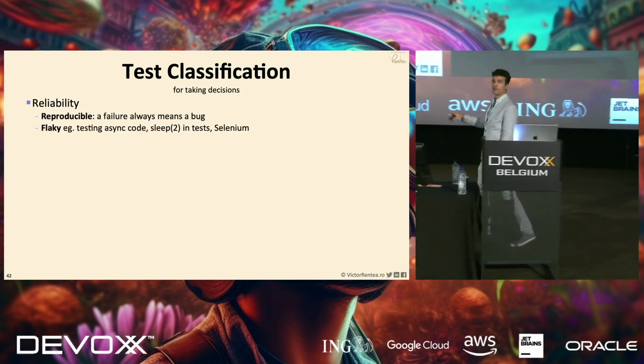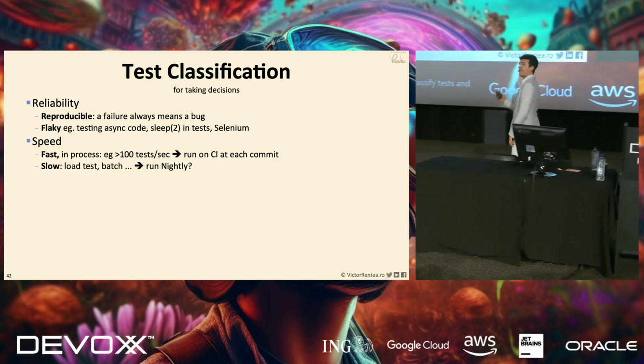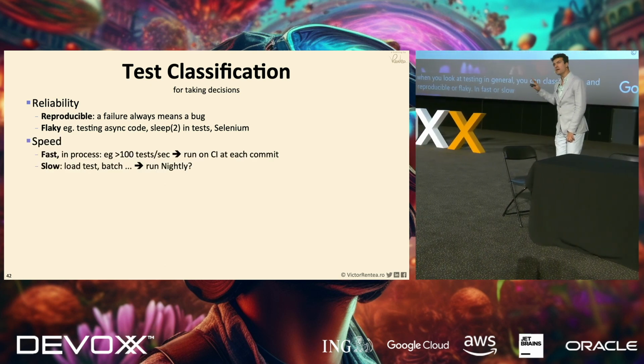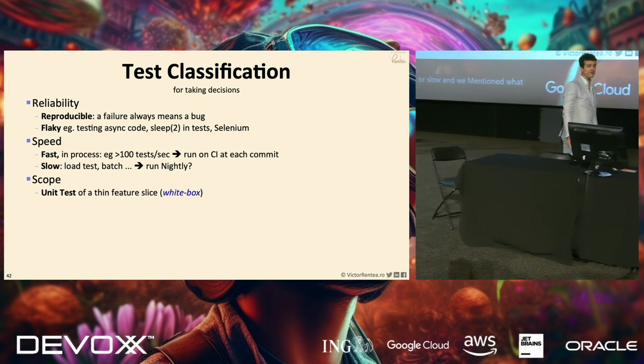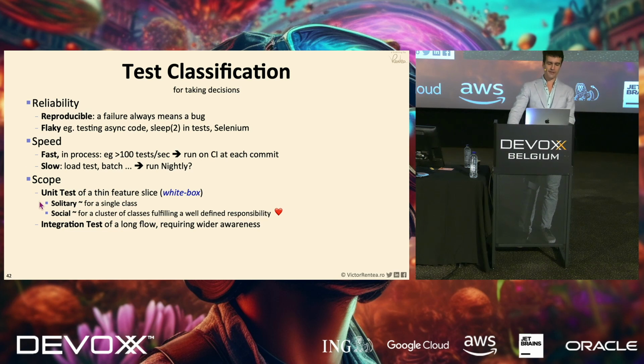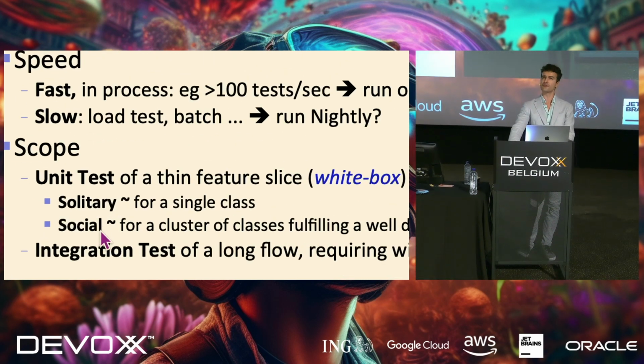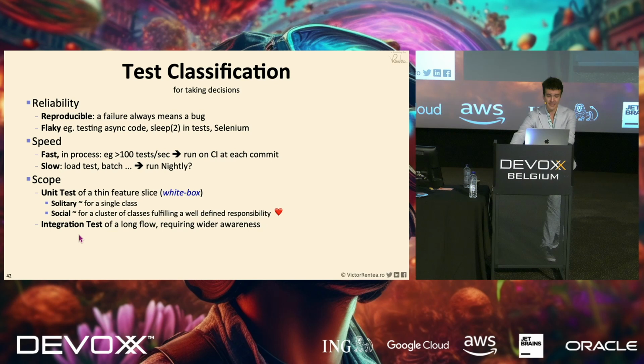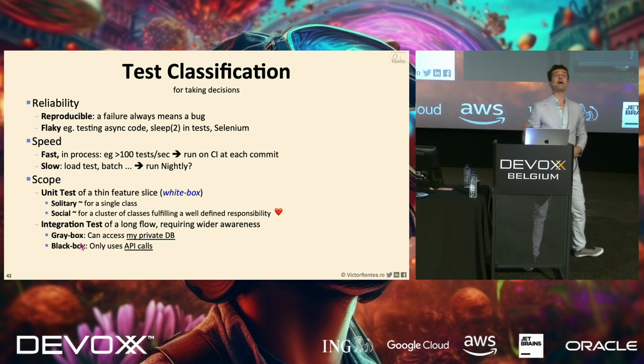Now, when you look at this integration, when you look at testing in general, you can classify tests as reproducible or flaky, fast or slow, and we mentioned what to do about each of them. And also, regarding scope, they can be unit tests. And remember the discussion yesterday, they can be solitary or social. Or integration tests. And integration tests can also be gray box and black box.